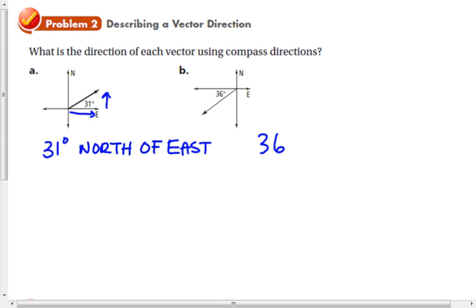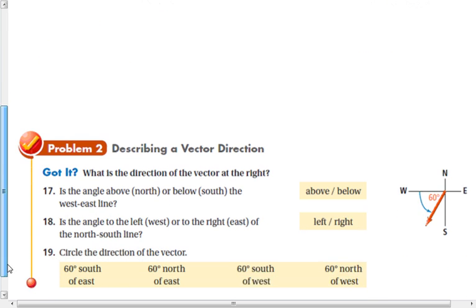And the second one is 36 degrees. And since the arrow is below the east-west line and it's to the left of the north-south line, we're going to say 36 degrees south of west. All right, you try that.